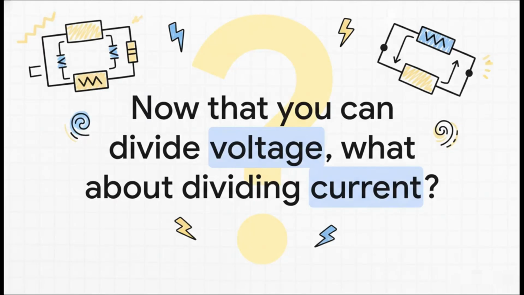So mastering voltage division for series circuits is a huge step, but it probably leads you to the next logical question. What happens in a parallel circuit? It's not the voltage that divides, it's the current. So how do we handle that? Well, that is the perfect topic for our next explainer on the current division rule.